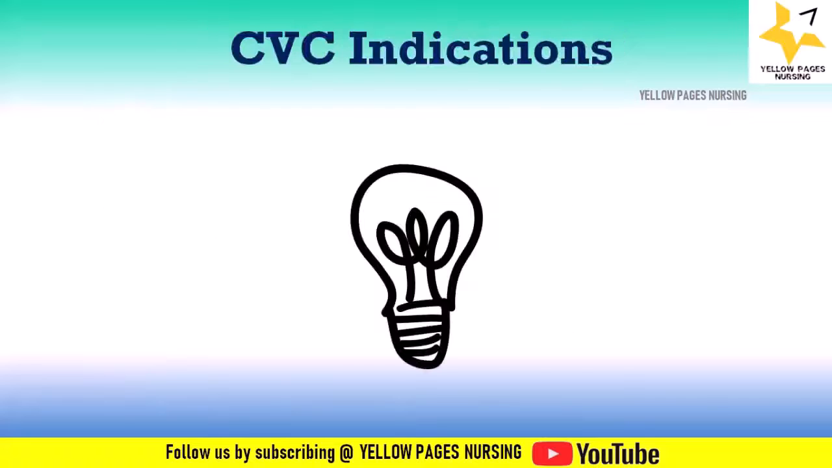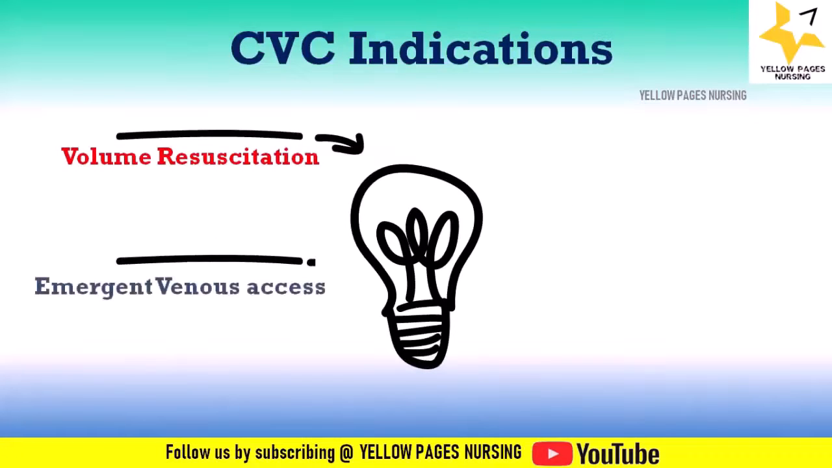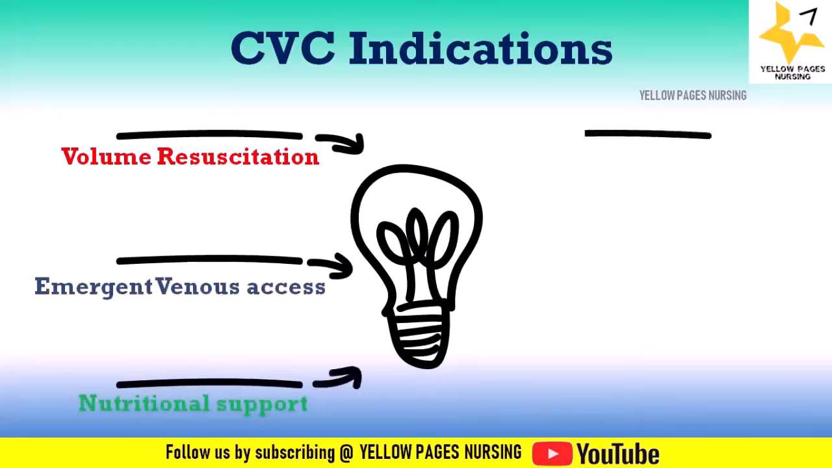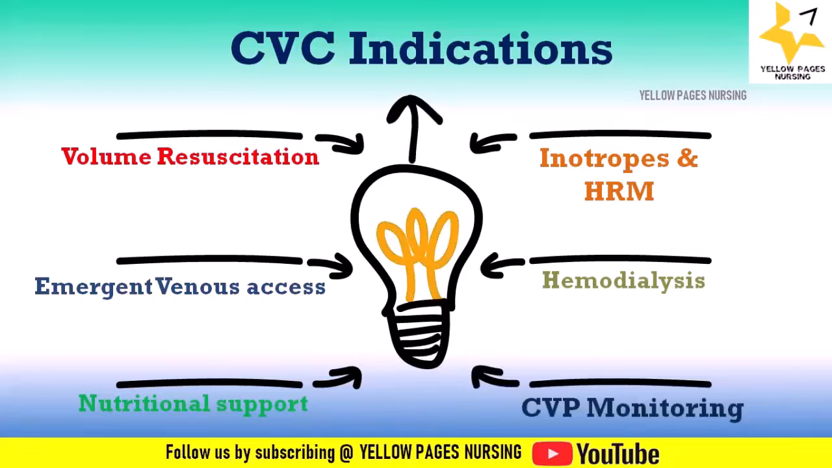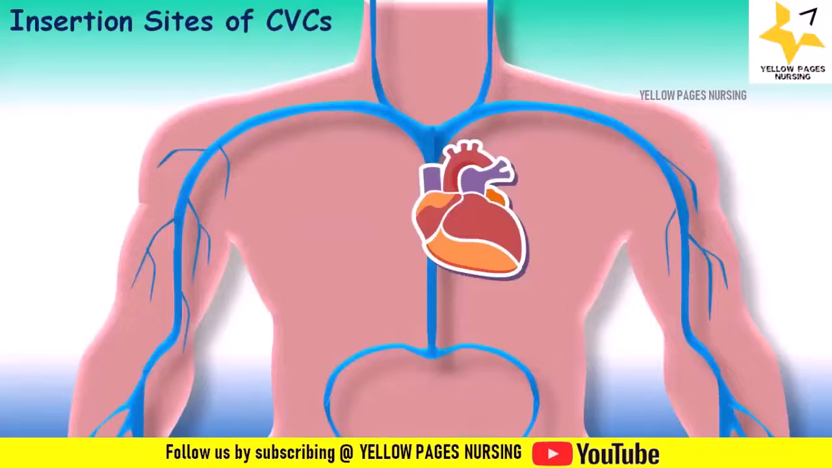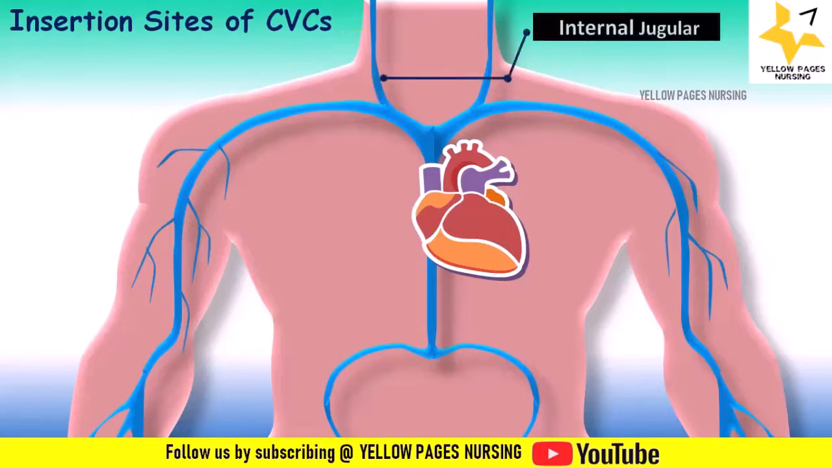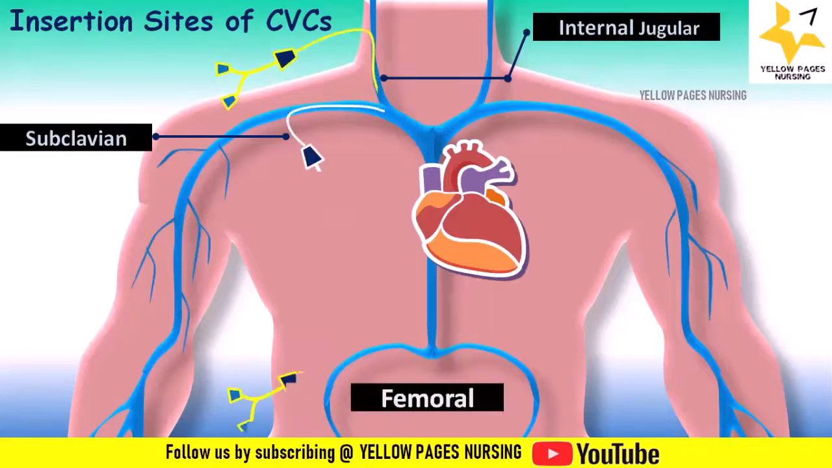Now comes central venous catheter indications, and these include volume resuscitation, emergent venous access, nutritional support, inotropes and high-risk medications, hemodialysis, and CVP monitoring. Next is insertion sites of central venous catheters. The sites where central venous catheters are inserted are the internal jugular vein, subclavian vein, and femoral vein.